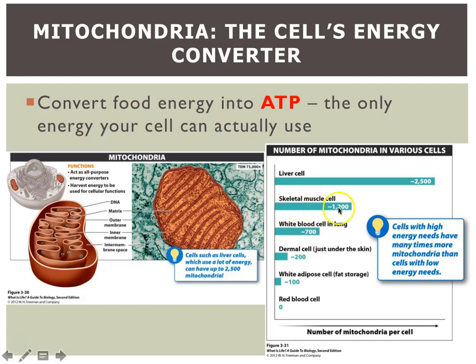The next is skeletal muscle at about 1,200 mitochondria per cell. That's a lot, and you use your skeletal muscles to move things, to walk, to write. If you're writing right now, you're using your skeletal muscles, so you need a lot of energy for that. White blood cells have a little bit less, and very interestingly, red blood cells have 0 mitochondria.